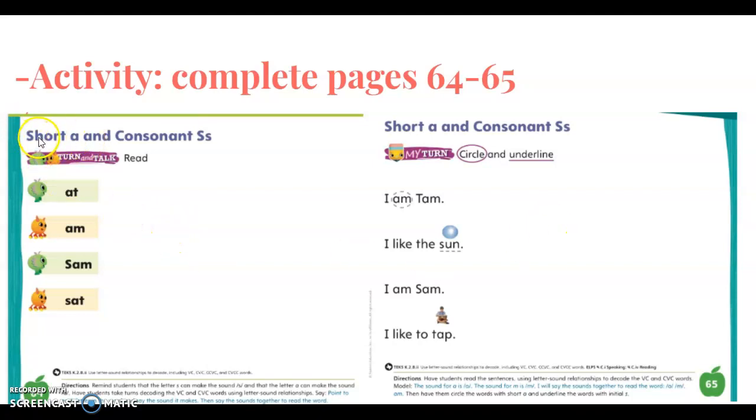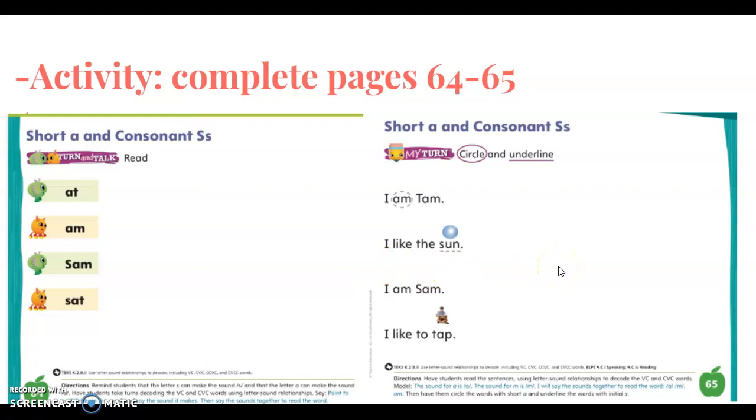So, for example, here, short A and consonant S, it says read: at, am, Sam, sat. Over here, you're going to circle where you see the short A and underline where you see the consonant S. So over here, you are just reading these words. You don't have to do anything.